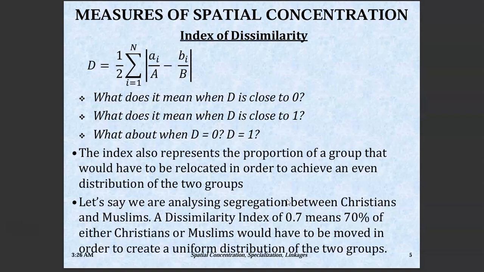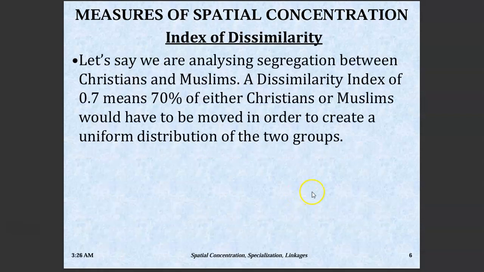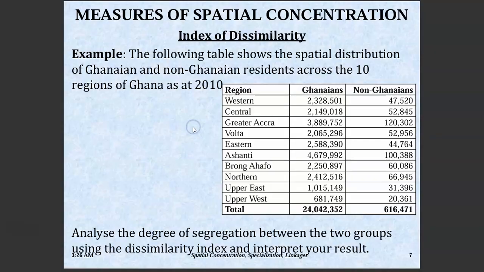Okay, so if it's 1, it means that the entire group for one particular group should be relocated to a different area. And if it's 0, it means that none of the groups should be relocated. So let's say we are analyzing segregation between Christians and Muslims, and a dissimilarity index of 0.7, which is 70% of either Muslims or Christians, would have to be moved in order to create a uniform distribution between the two groups. Let's solve an example.